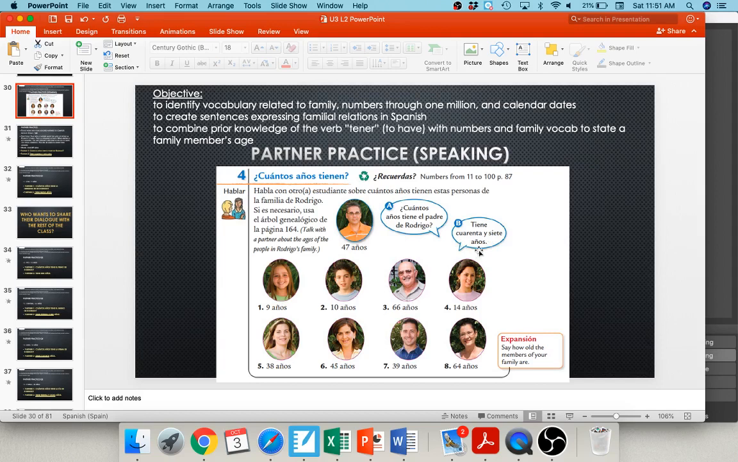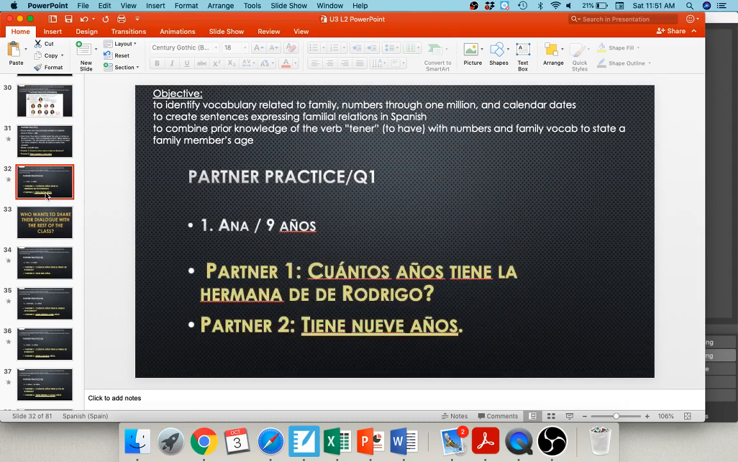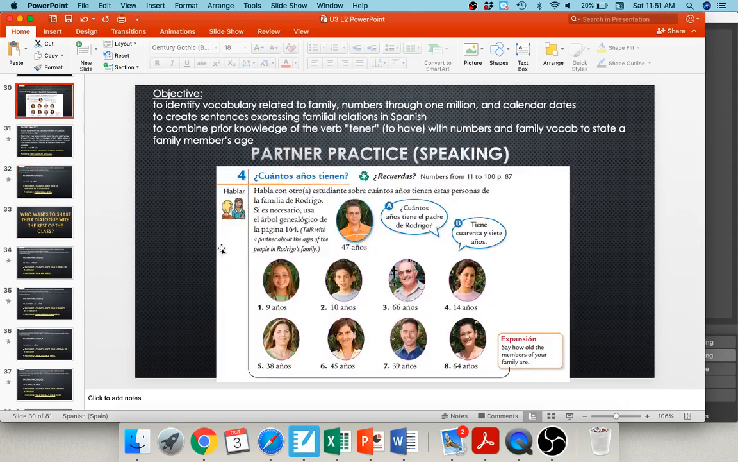Tiene 47 años. So, as you look at these others, you see number 1, I believe this was his sister Anna. Again, doesn't matter who it is, but we know that she's 9 years old. So we're going to write a sentence that says she has 9 years. So we're starting with the word tiene, 9, nueve, and years, años. Tiene 9 años. She's 9 years. I want you to try numbers 2 through 8 here to see how you do with the ages. Go ahead, give these a try. When you're ready, you can unpause your audio.